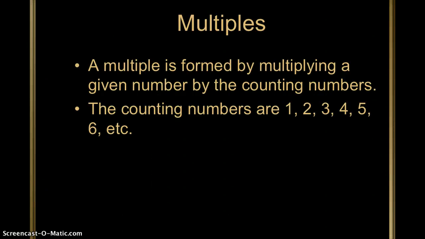So for any given number, if I'm looking for the multiples of 4, the given number would be 4. If I'm looking for the multiples of 3, the given number would be 3. And then just multiply those by the counting numbers.